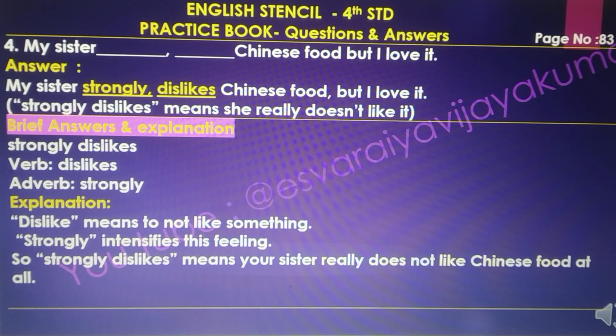The brief answer and the explanation of these questions. Strongly dislikes: verb is dislikes, adverb is strongly. Explanation: dislike means to not like something. Strongly intensifies this feeling. So strongly dislikes means your sister really does not like Chinese food at all.